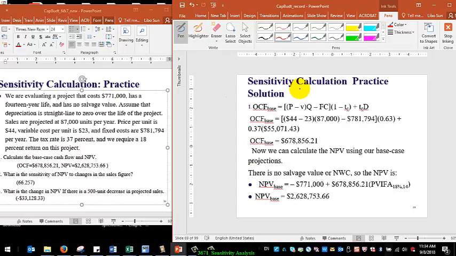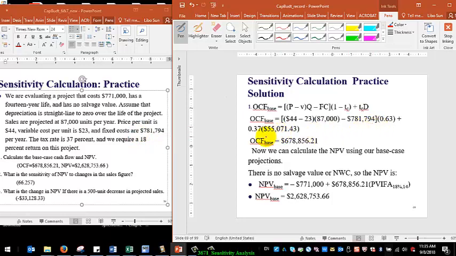First of all, we're going to find out net present value. To do this, let's find out OCF, operating cash flow. We have both variable cost and fixed cost. We also have price per unit and quantity. The sales is 87,000. So price is 44, variable cost 23, total sales 87,000. The total fixed cost is 781,794.